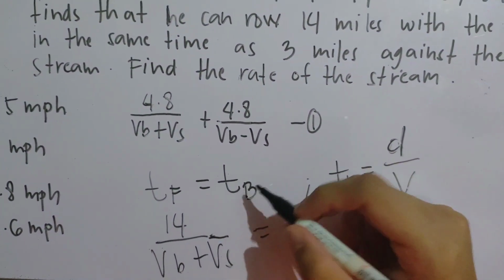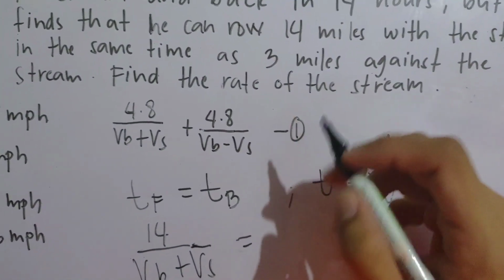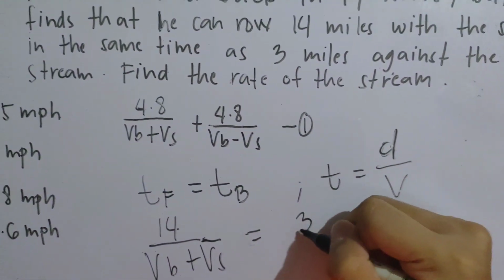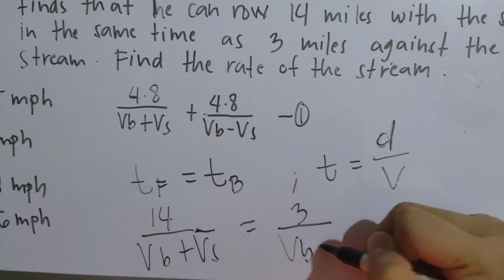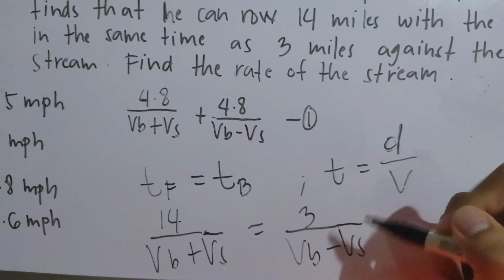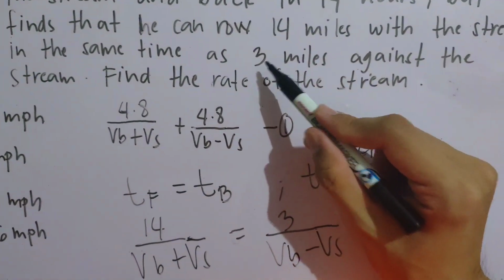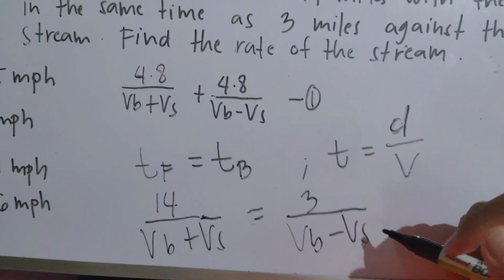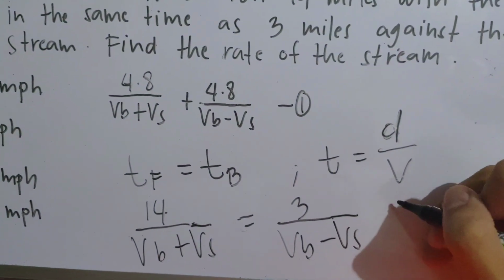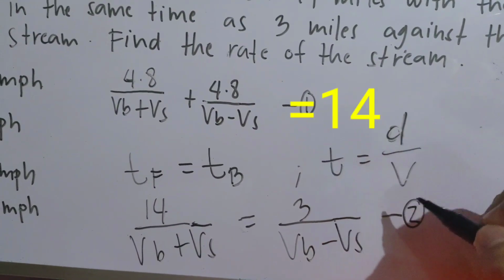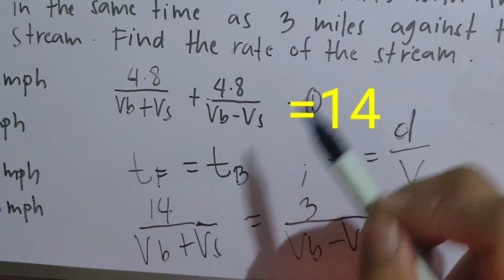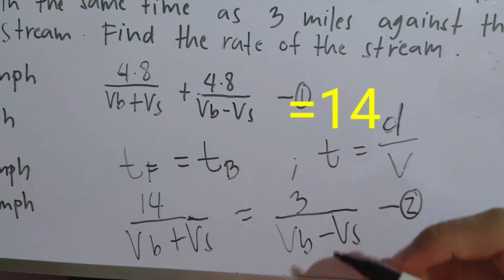Tapos yung time naman natin backward is equal to yung distance niya, 3 miles, divided by yung velocity. So, VB minus VS naman ito, kasi against the stream na. Yung 3 miles against the stream. So, ito yung pangalawang equation natin. So, meron na tayong 2 equations with 2 unknowns. So, ito. Masolve na natin yung VB tsaka VS.